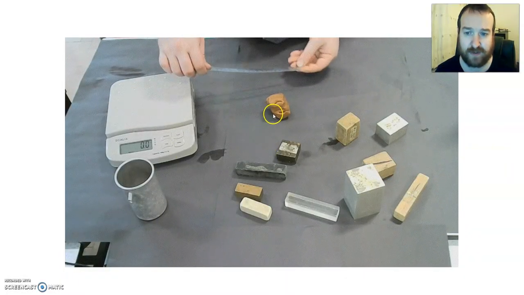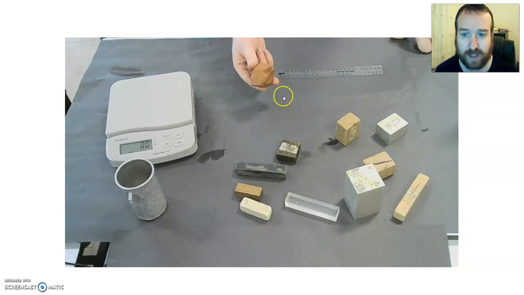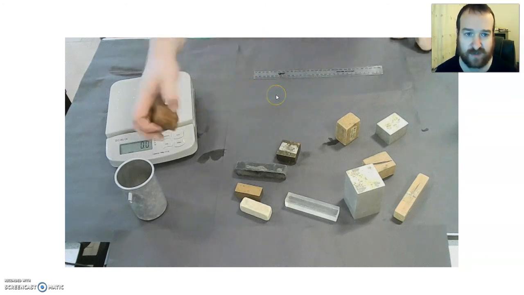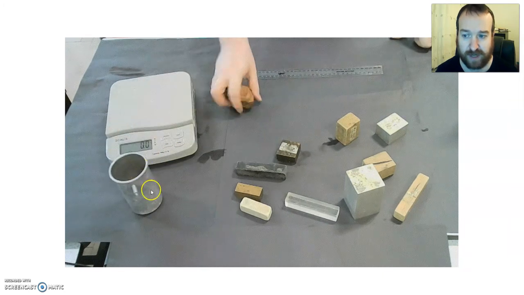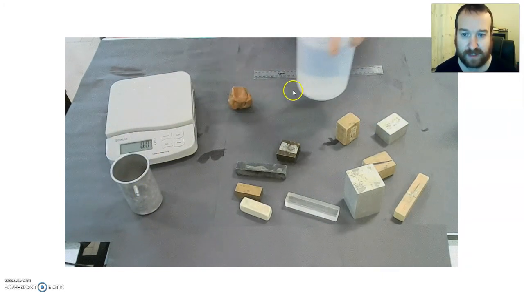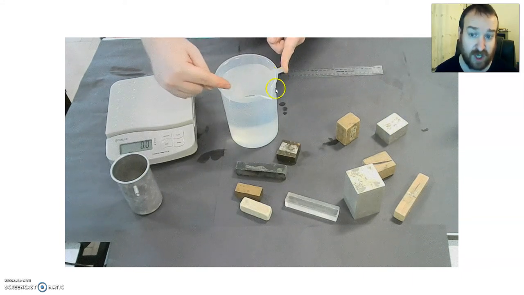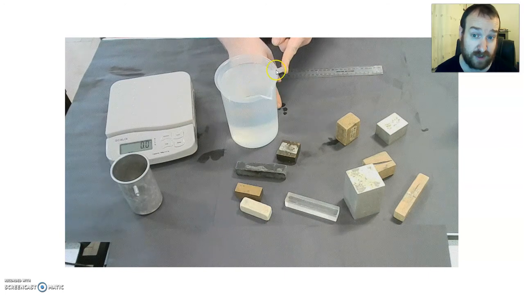So my irregular object, a bit of plasticine. There's no 3 sides. I can't measure those sides to find its volume. So we can put it in a eureka can. I'm not going to use the little steel metal one, I'm going to use a plastic one, maybe that makes it a little bit easier to see. Now notice I've got my finger on the end because I don't want to lose too much water.